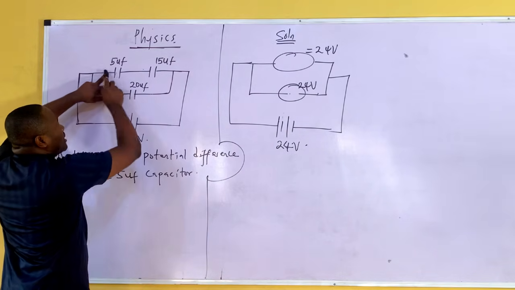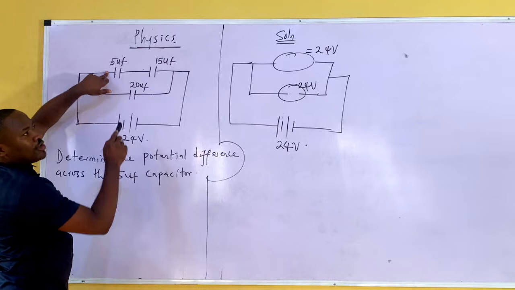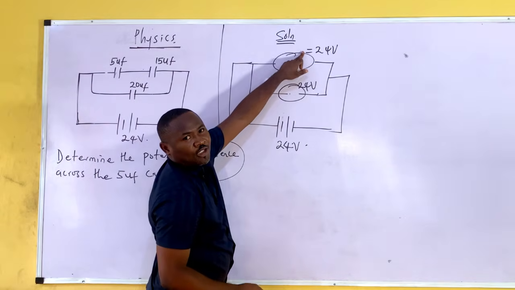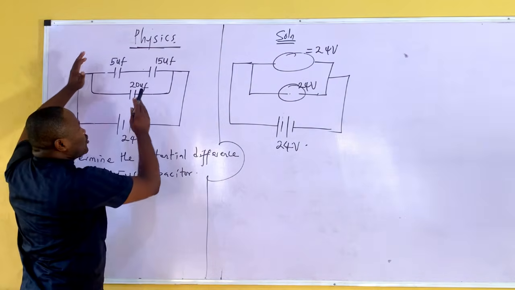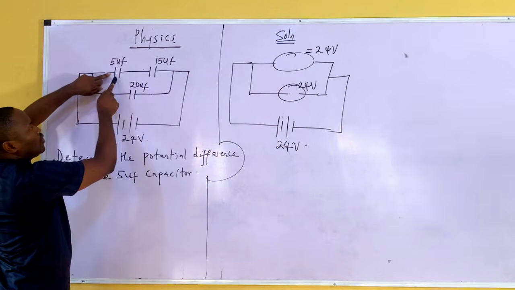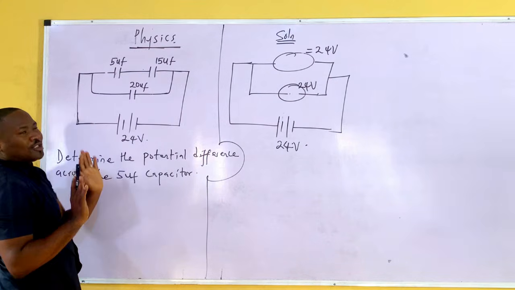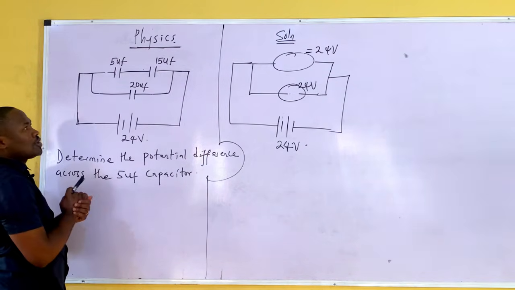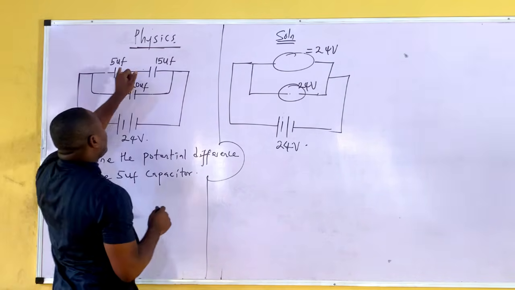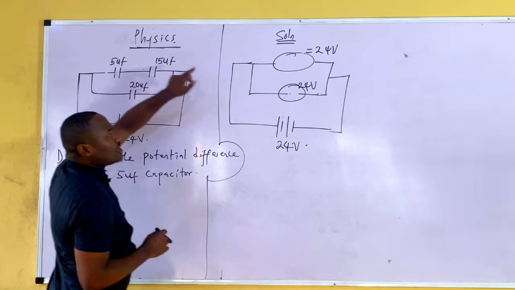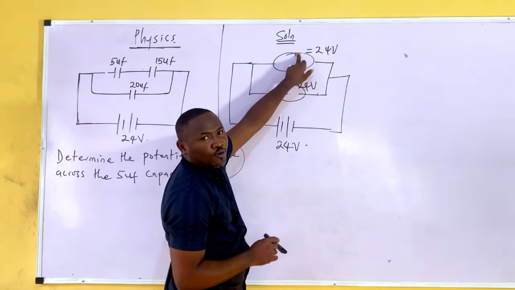But these two capacitors are also sharing 24 volts. So I will now have to know which one is going to be for 5 and which will be for 15. That's just the analysis. So now the question is to get which will be for 5 and which will be for 15 in this total of 24 they have.